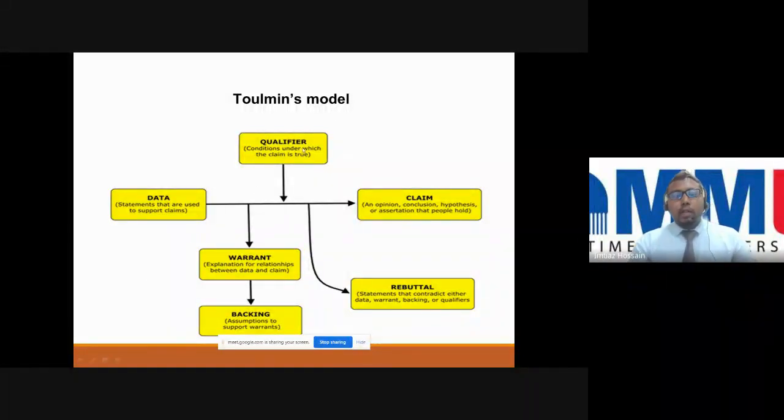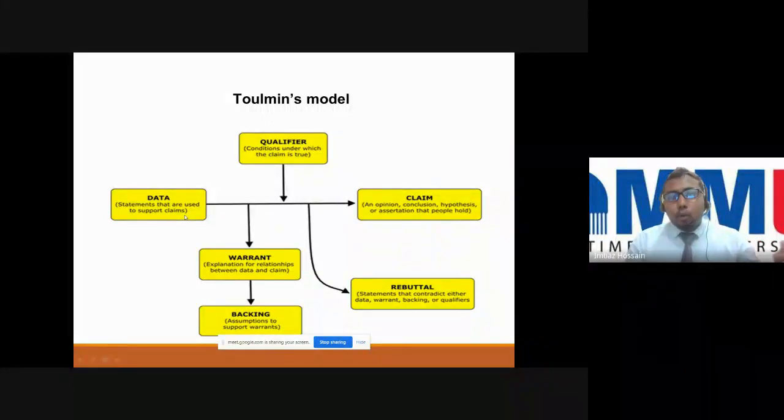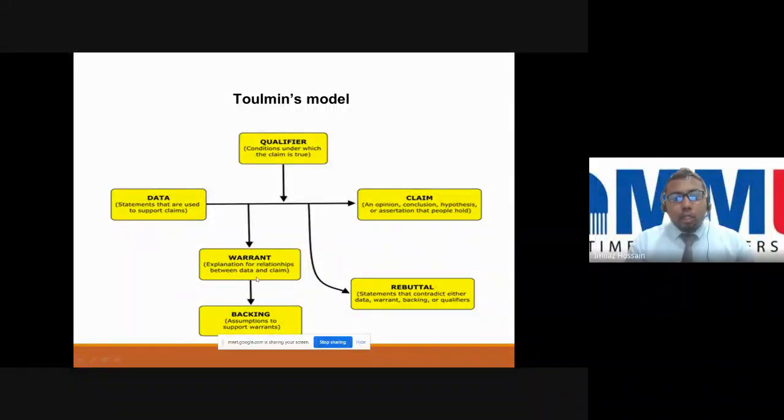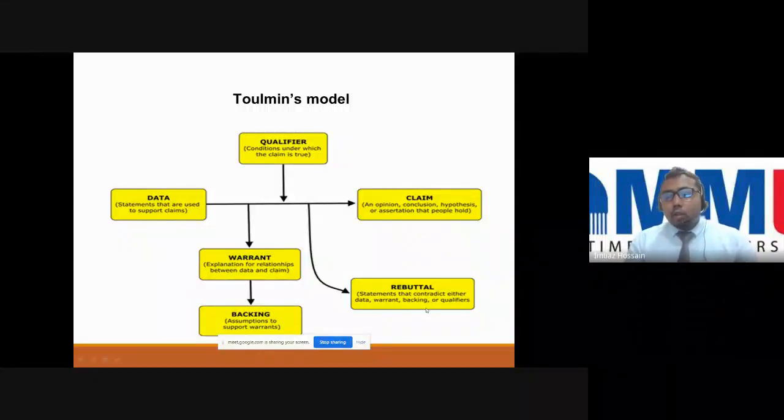The data is the statement that you use to support the claim. You have to get some evidence to support. And the claim is an opinion, conclusion, or hypothesis, and the warrant is an explanation for the relationship between data and claim. And backing is an assumption to support the warrants. And rebuttal is a statement that contradicts either data, warrant, backing, or qualifier. So these are the 6 aspects.